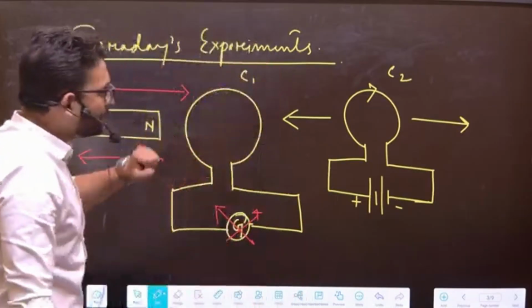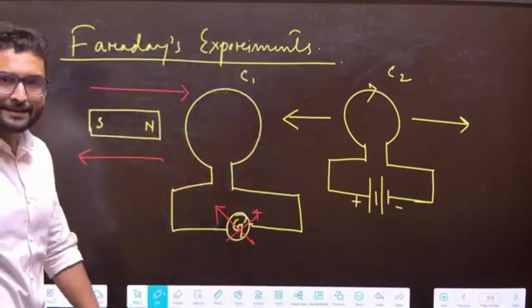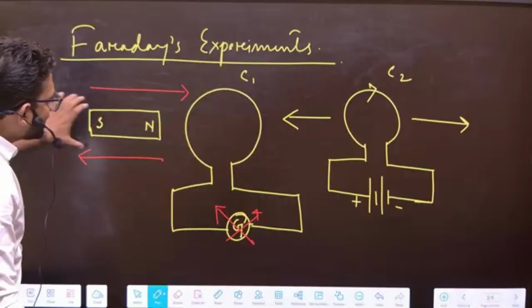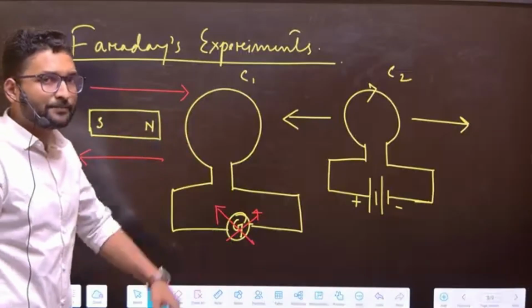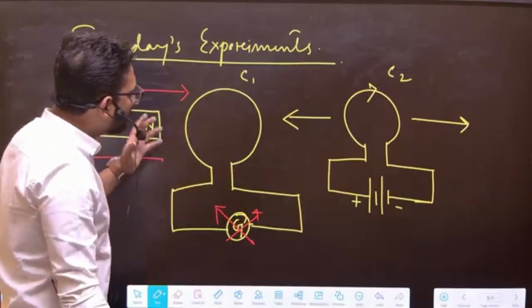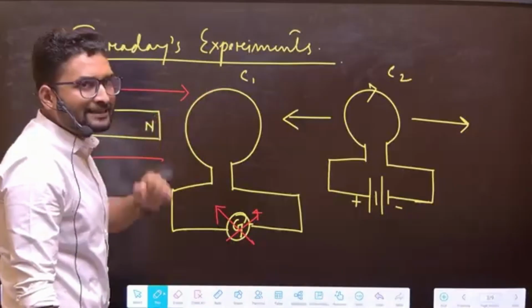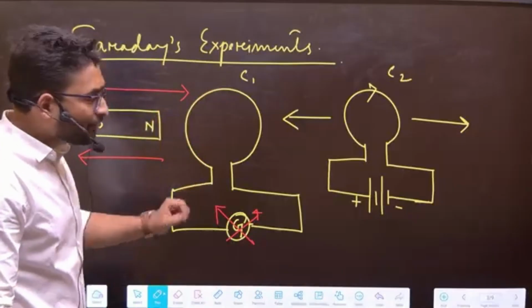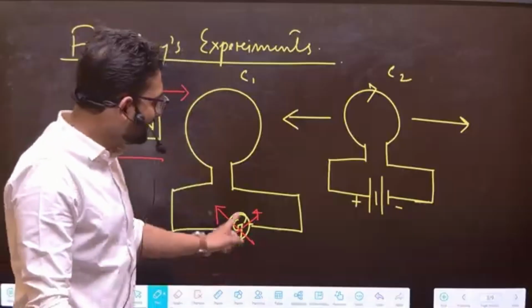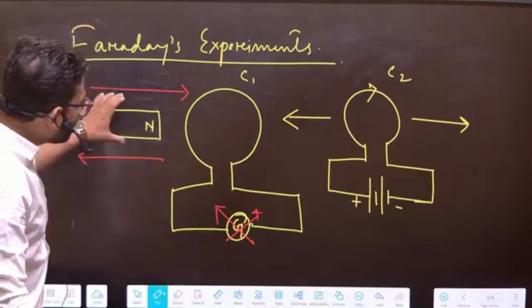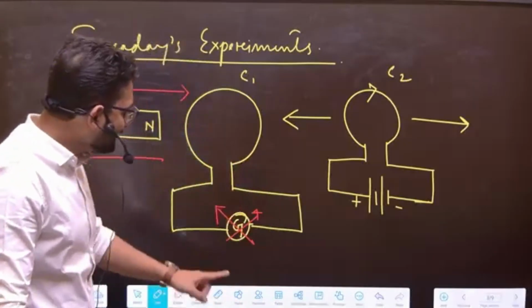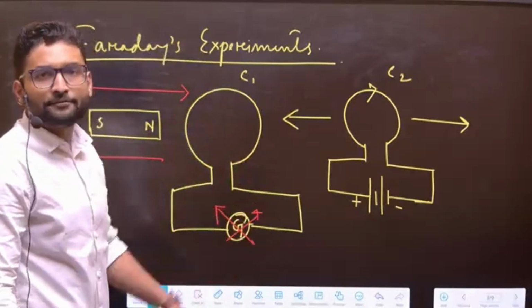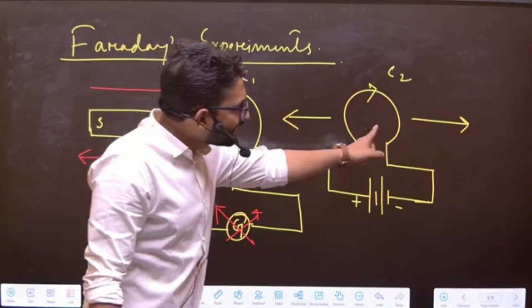See, it is pretty evident from our experiments. So when you move the magnet, when you take it towards or away from the coil, what you are doing? You are changing the magnetic flux associated with C1. As a result you are having electric current in the circuit. But if you do not move the magnet, you are not changing the magnetic flux, then the galvanometer is showing no deflection. Same thing can be said for this also.